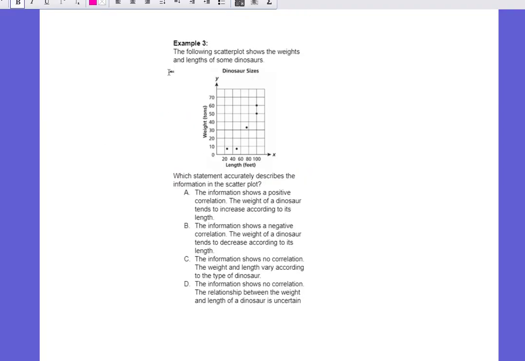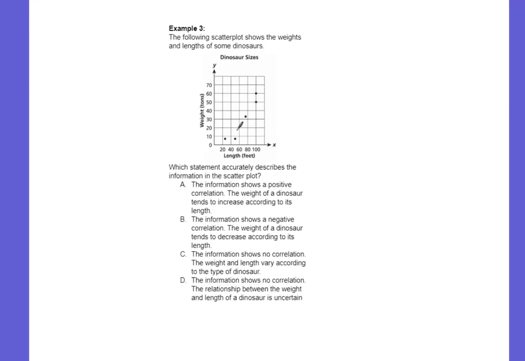Okay, for example 3, the following scatter plot shows the weights and lengths of some dinosaurs. So they give us some points on this graph. They tell us the length and the weight. Which statement accurately describes the information in the scatter plot? Now, before we start doing that, let's analyze our graph. If I were looking at the different pairs on here, do you think that they would be positive, negative, or no correlation? If you noticed that they were going upwards, you're correct, which means that they have a positive correlation so far. So that means I can go through my answer choices and start eliminating the ones that say anything else.